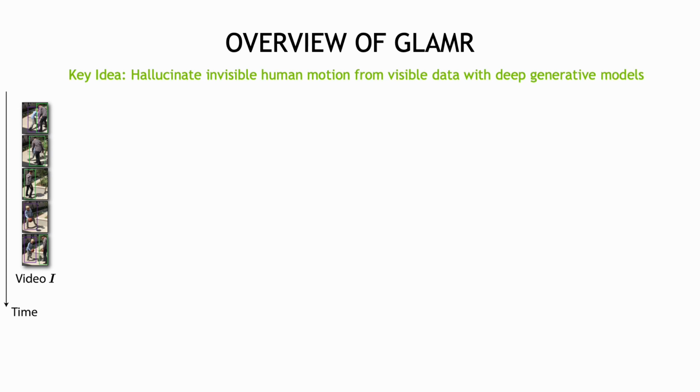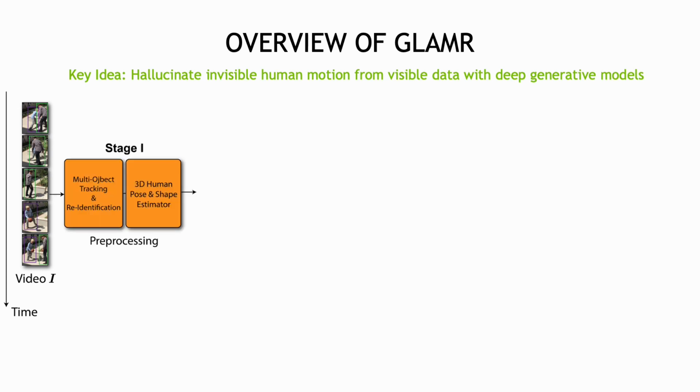Given a video from dynamic cameras, we first use multi-object tracking and re-ID algorithms to obtain the bounding box sequence of each person in the video. We then apply 3D human pose and shape estimator to obtain the motion of each person, which consists of the shape and 3D pose sequence in the camera coordinates. The motion can have occlusions where poses for some frames are missing because the person is occluded in the video.